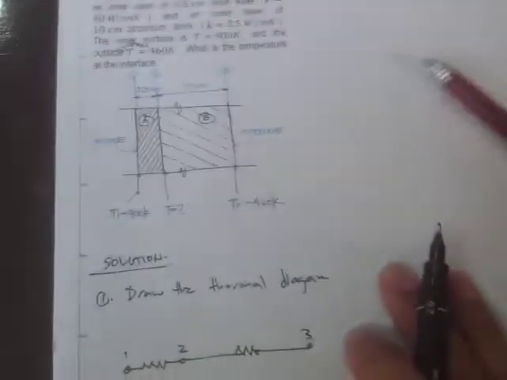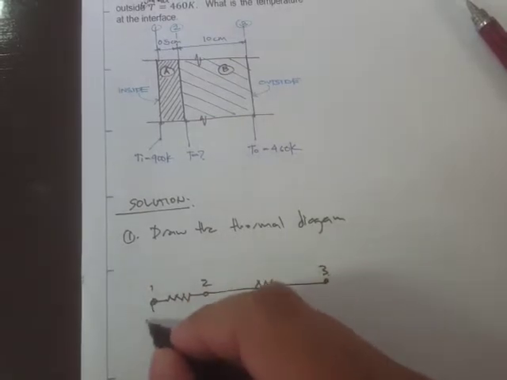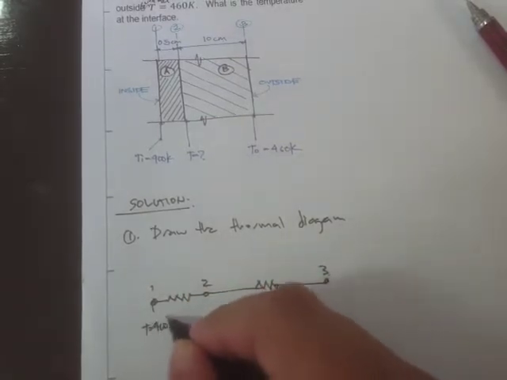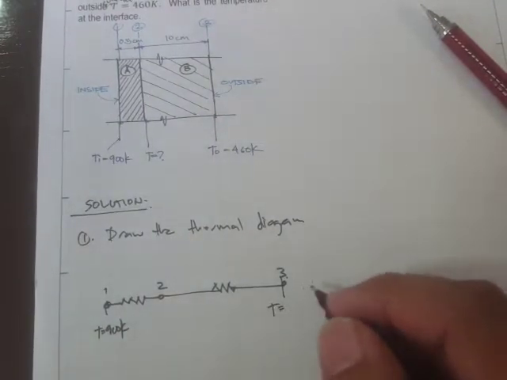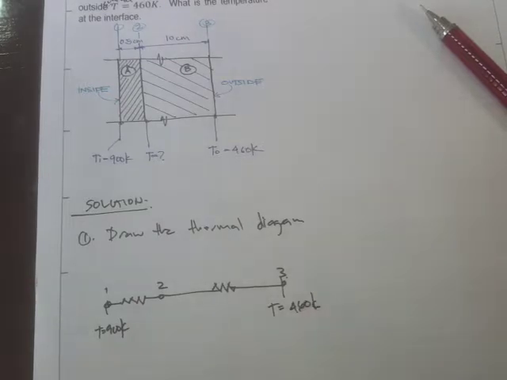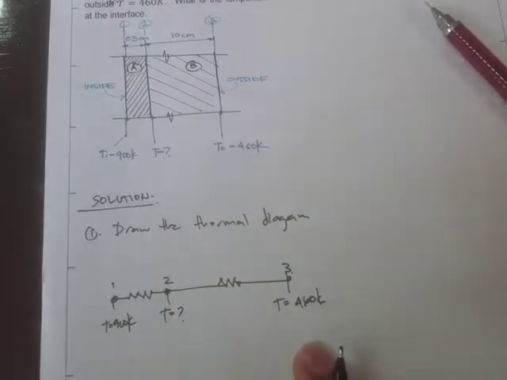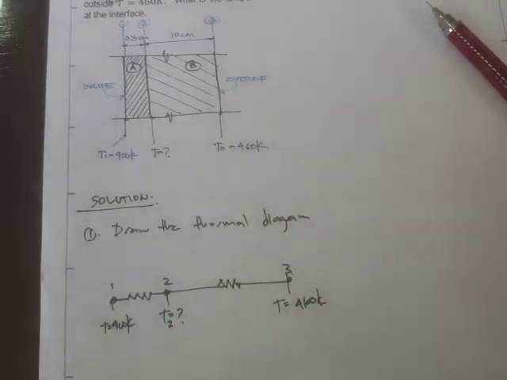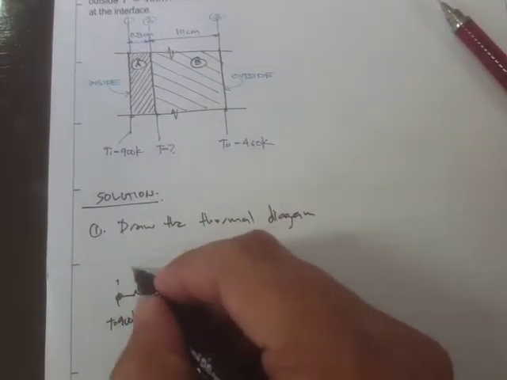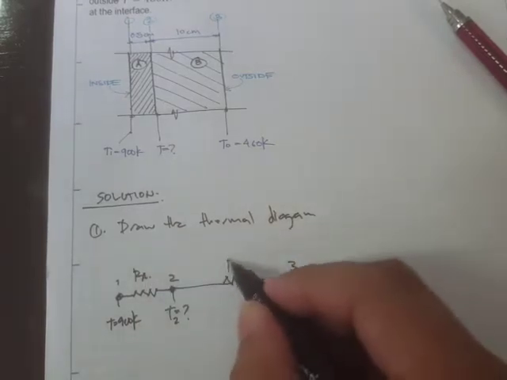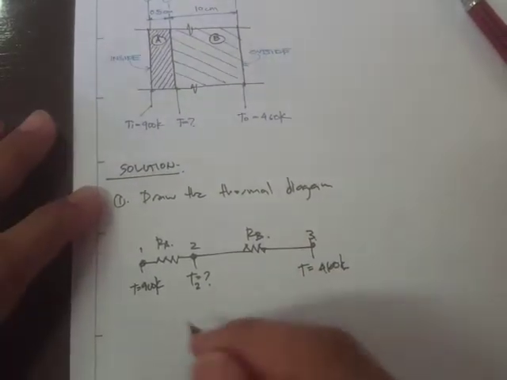Now the temperature at point 1 is T equals 900 Kelvin. The temperature at point 3 is T equals 460 Kelvin. And we are asked to find the temperature at the interface, which we'll call T sub 2. In terms of resistance, let's call this R sub A, and this one R sub B.